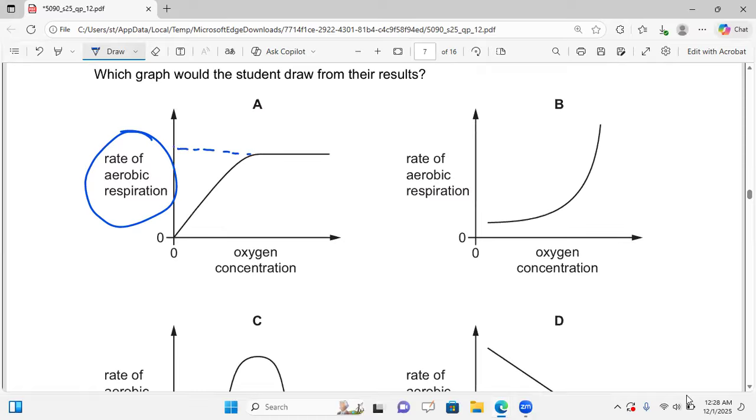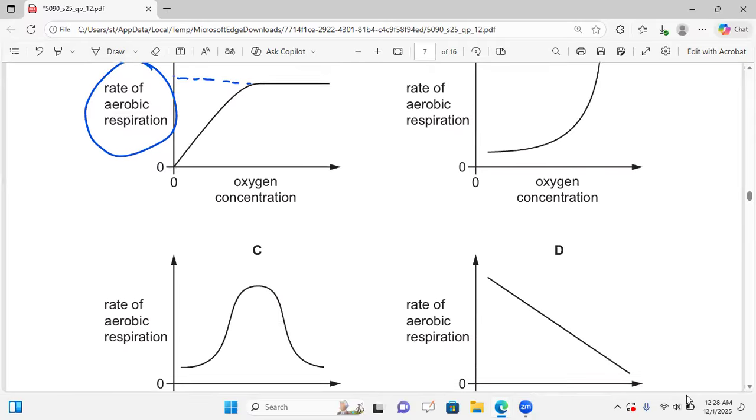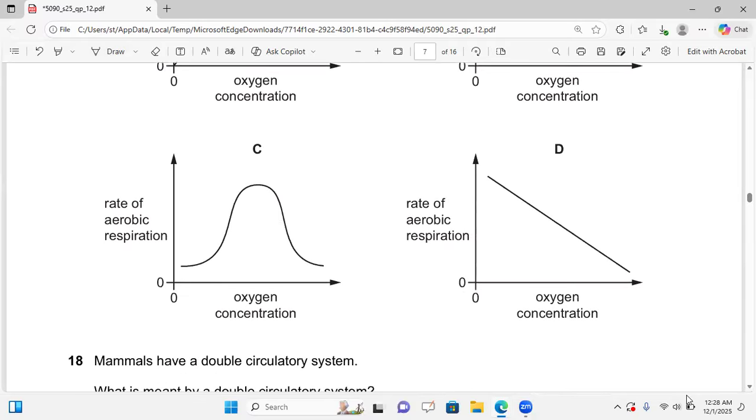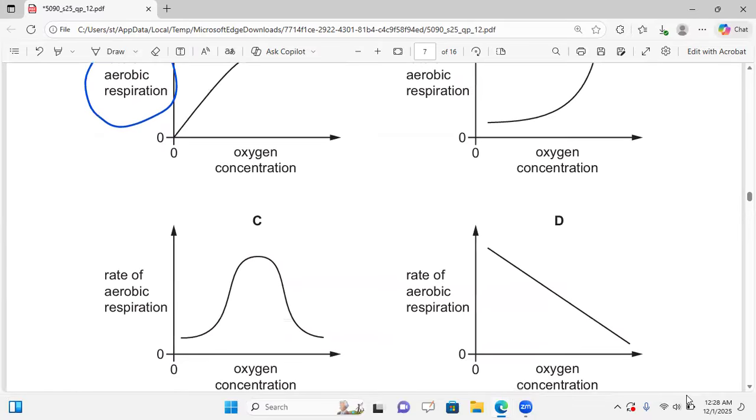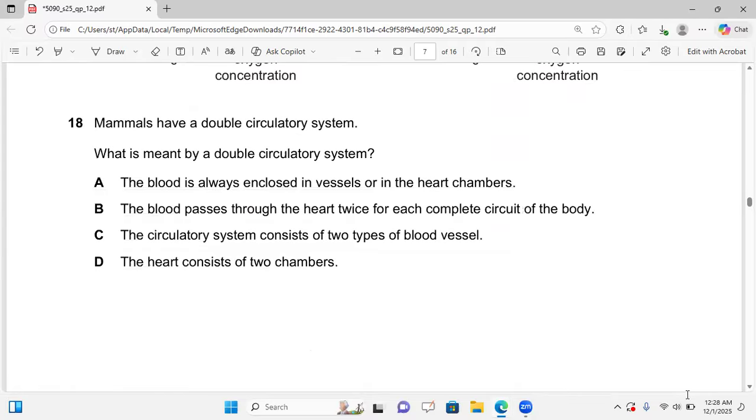It is not going to show a very steep peak. It is not going to first increase then decrease. It should not be that the oxygen concentration is increasing and the rate of aerobic respiration is decreasing, because when the concentration of oxygen is increasing along the x-axis, the rate of aerobic respiration reaches its maximum peak, then it becomes constant.